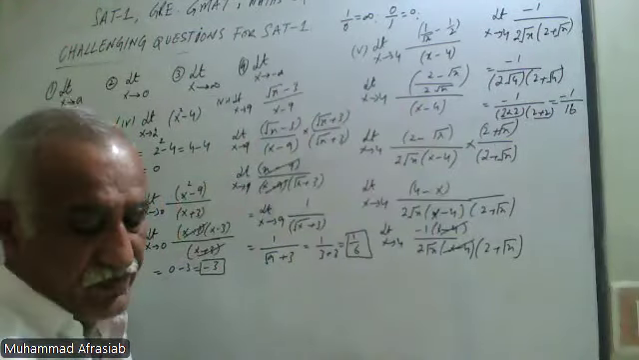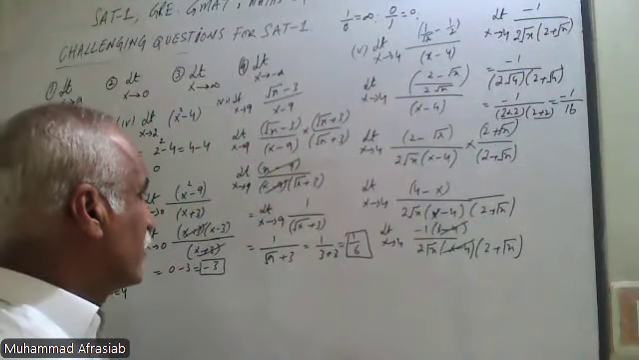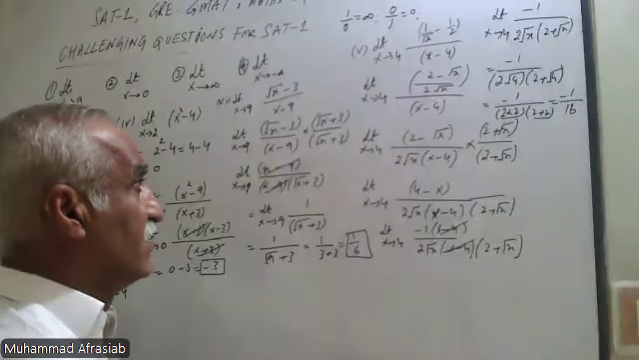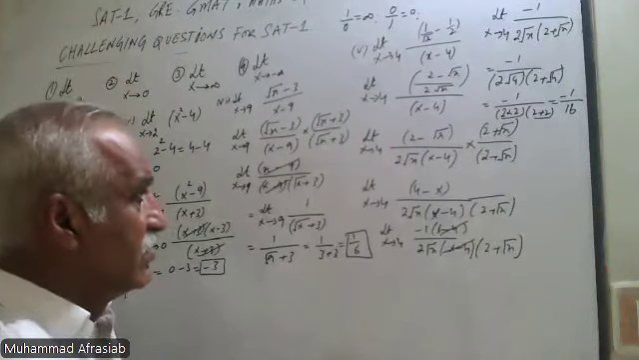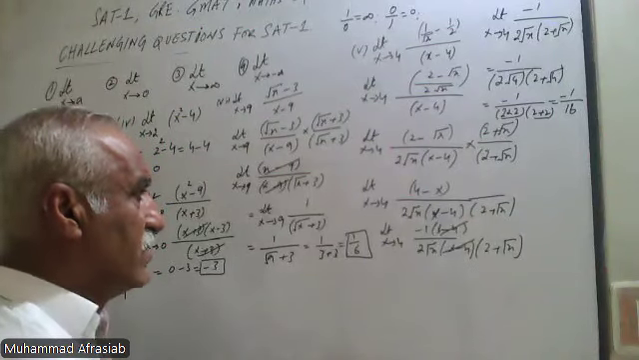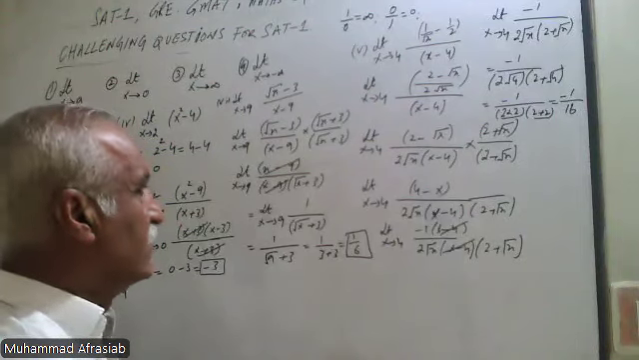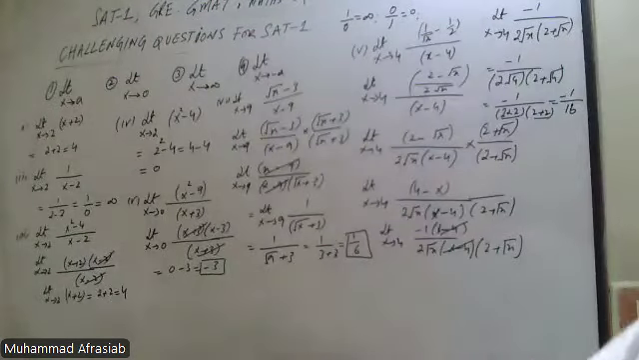So whenever it tends to some value, first you put it in. If you directly get the answer, well and good. But if not, then you have to factorize it or make some algebraic process, either multiplying or dividing or whatever is required for the question, and then put the limits. Then you will get the answer of the whole question.